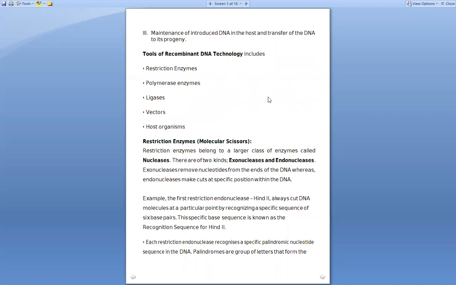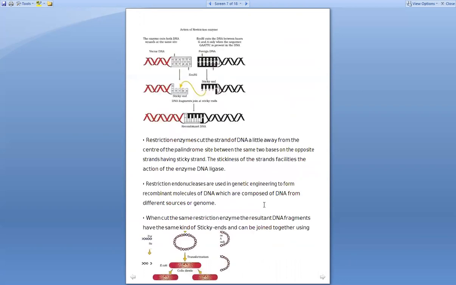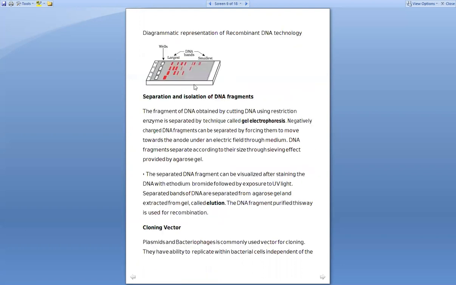So now we are going to see the next topic. We have seen about the palindromic sequence. We have even seen how the sticky ends are formed, right? Then we have seen how gel electrophoresis takes place, and today we are going to see about the cloning vectors, right? In the cloning vectors, these vectors are responsible for transferring the gene of interest into the host organism, right?